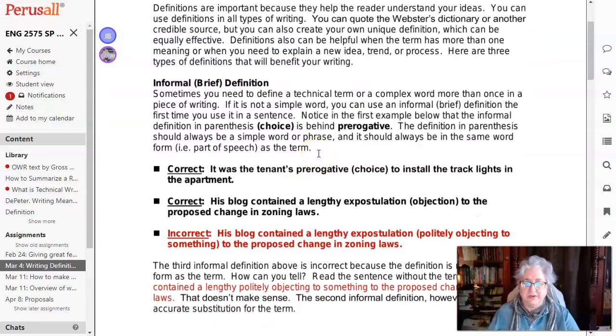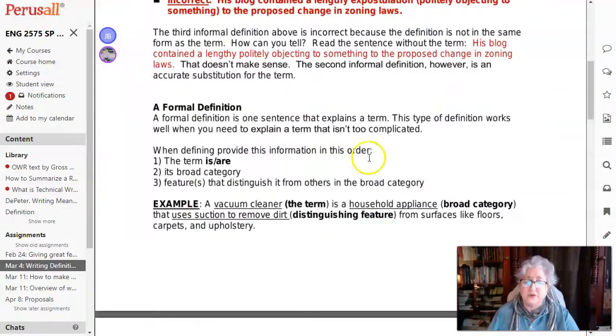It's just what it is, right? The first time you use it in a sentence, you can use the word. Then you get a formal definition, and this is probably what you're going to be using in that section 2 with definitions. What the term is, what's its broad category, and the features that distinguish it from other things in that category. So, for example, with this one, a vacuum cleaner is the term. It's a household appliance. It's a broad category. And it uses suction to remove dirt.